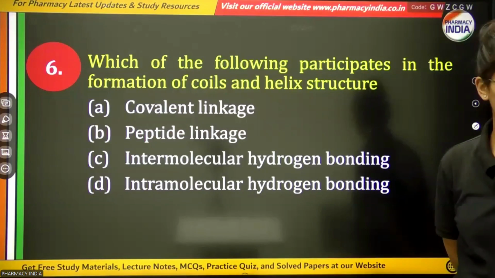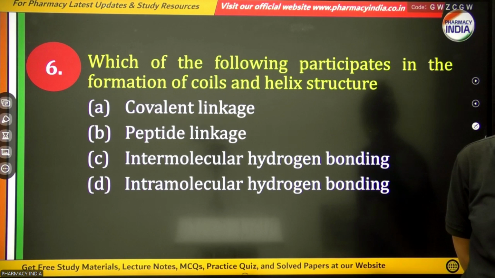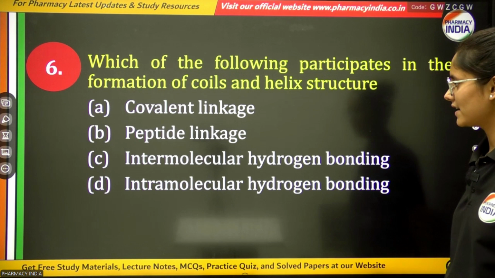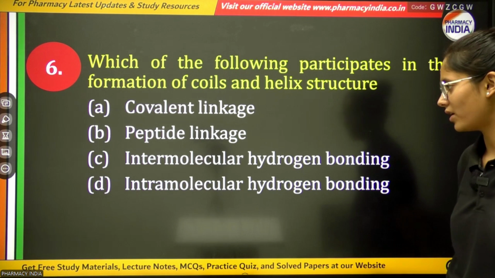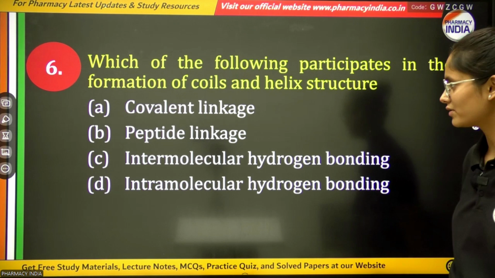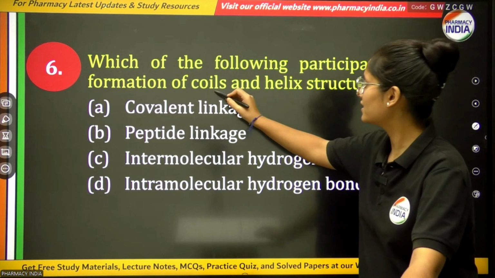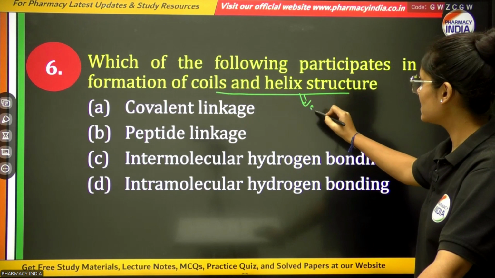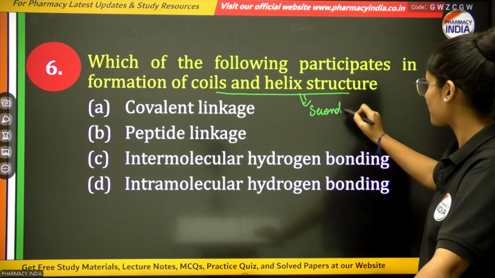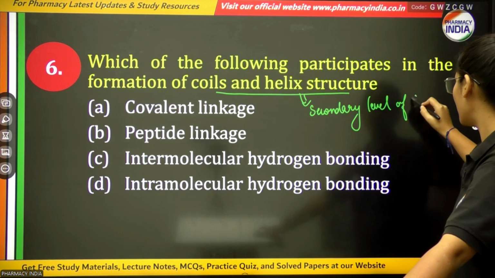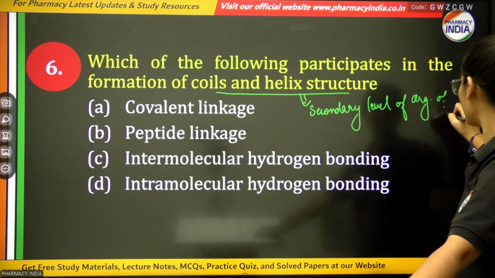Next question, which of the following participate in the formation of coils and helix structure? Covalent linkage, peptide linkage, intermolecular hydrogen bonding, or intramolecular hydrogen bonding. Basically, coil and helical structures are the types of secondary structure of protein, the secondary level of organization of protein.